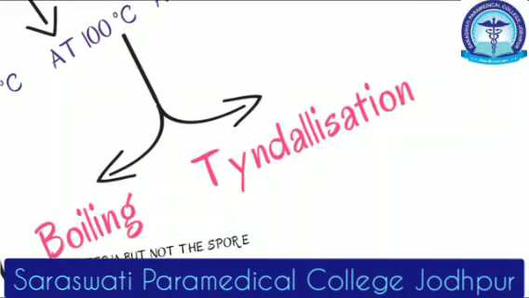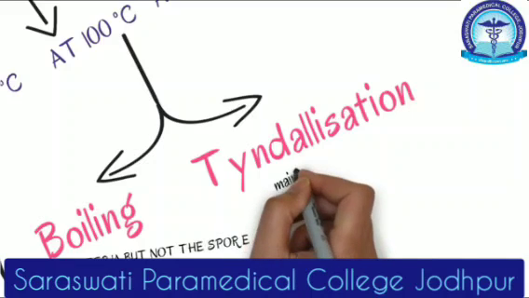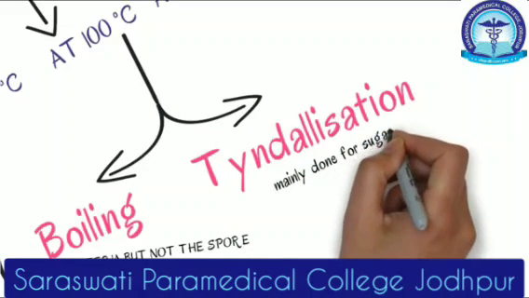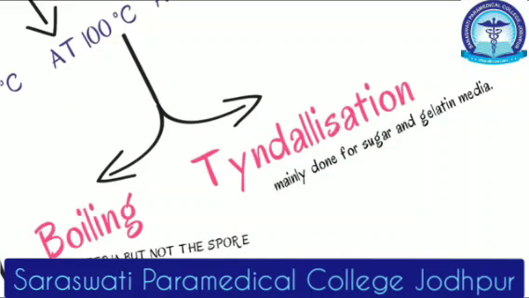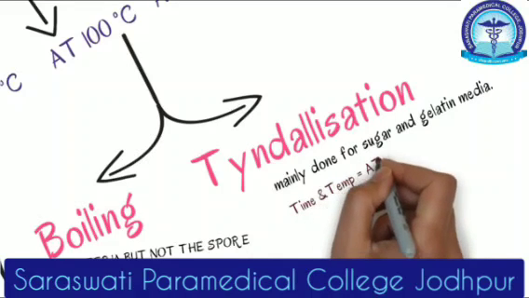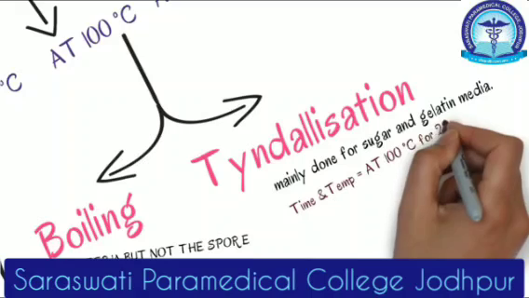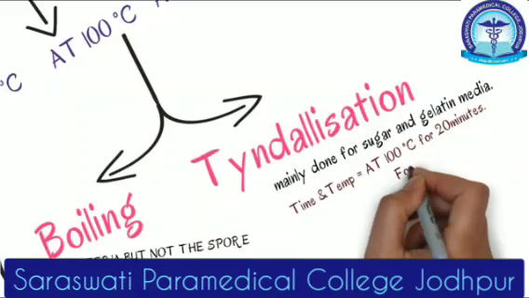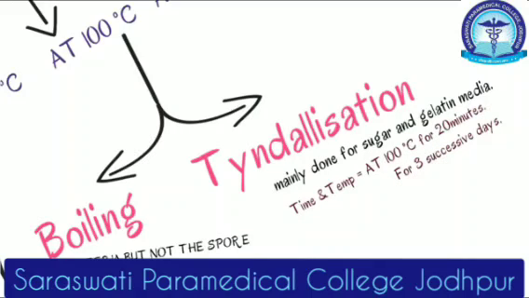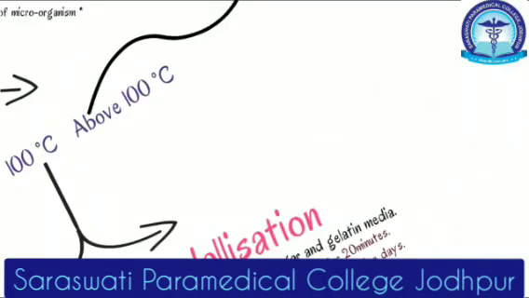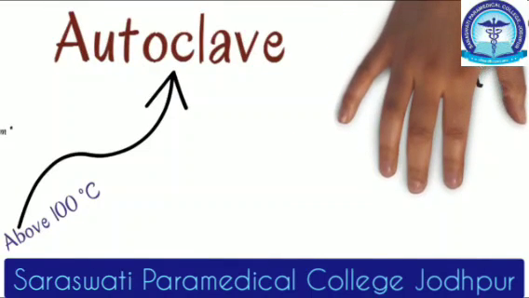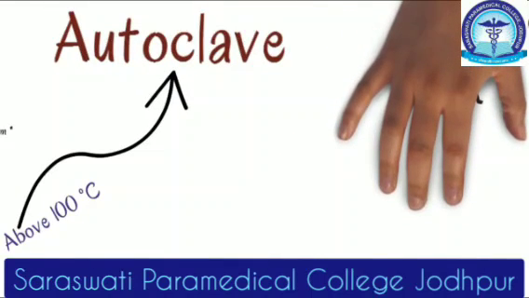Tyndallization is also very important. It is mainly done for sugar and gelatin media. The time and temperature for that is 100 degrees Celsius for 20 minutes, which is sufficient, but for 3 consecutive days. For temperatures above 100 degrees Celsius, we have the autoclave, which is very important. Remember this in the case of moist heat.